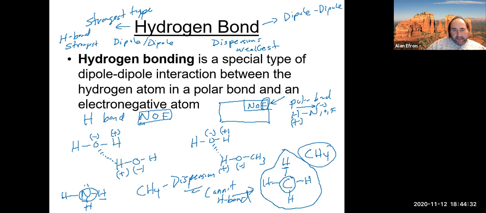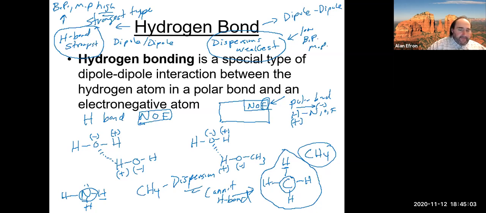So how do all these things affect boiling points and melting points? Anything that has the ability to hydrogen bond, we would expect the boiling point and the melting point to be relatively high. Anything over here on the dispersion side is going to have a relatively weak attraction, and we would expect low boiling points and melting points. Obviously, dipole-dipole is somewhere in the middle.